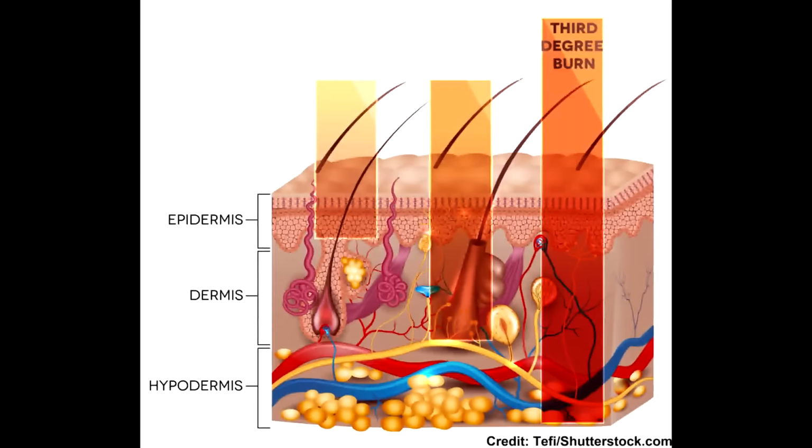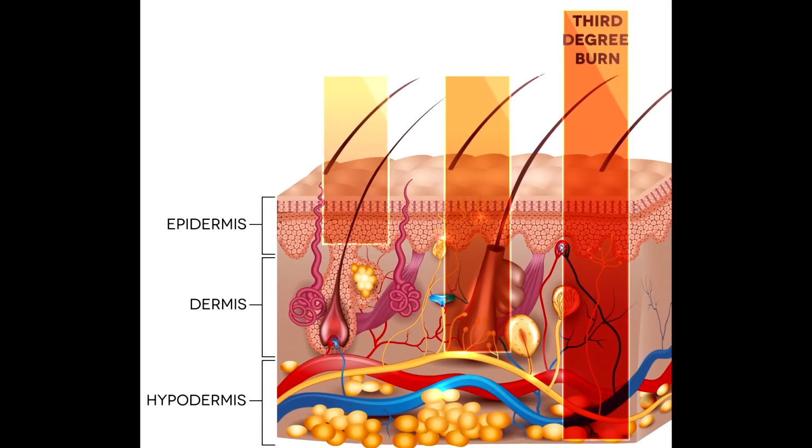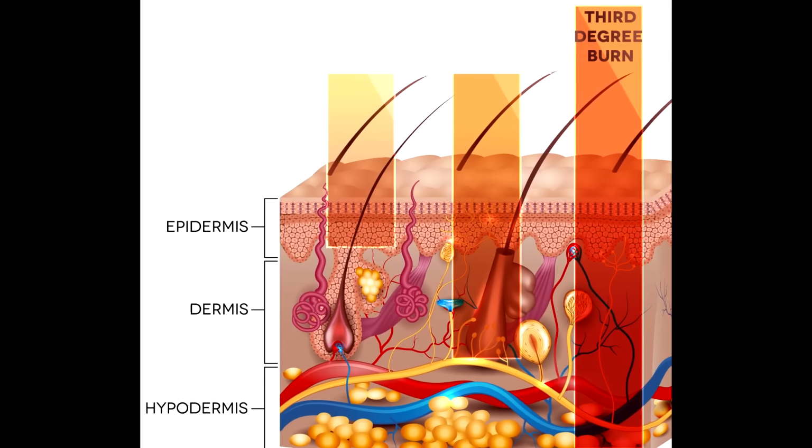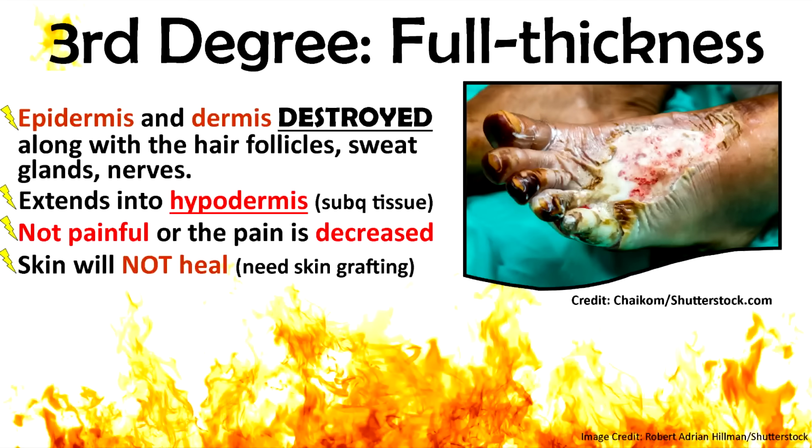Next burn type is third degree, and this extends into the epidermis, the dermis, and the hypodermis, so the subcutaneous tissue. So with this, your epidermis and your dermis are destroyed, which is going to include those hair follicles, sweat glands, and nerves. And because it's going all the way down into that hypodermis, the subcutaneous tissue, it's a pretty severe burn. And it's not going to be painful for the patient, or the pain is going to be dramatically decreased. And why is that?